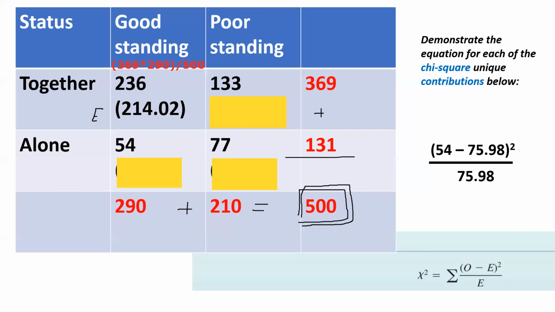Now, I'm going to pick another one of these at random. Let's do the expected frequency for alone and poor standing. I'm going to go down here to text. In order to do that, we need to have the row total, which is 131, times the column total, which is now 210, divided by 500.